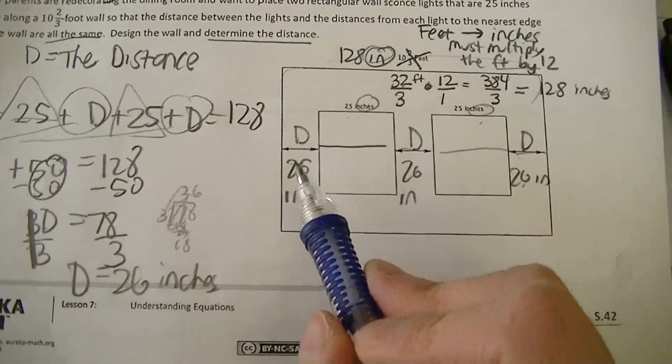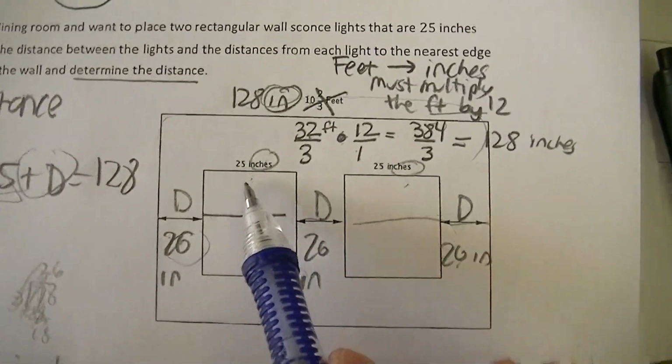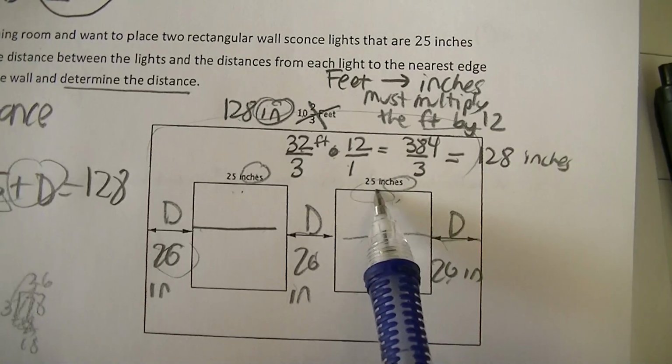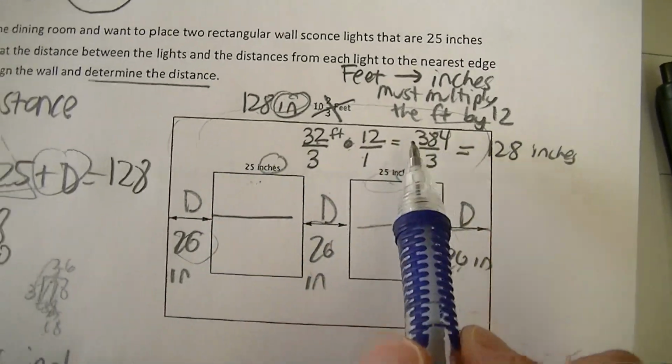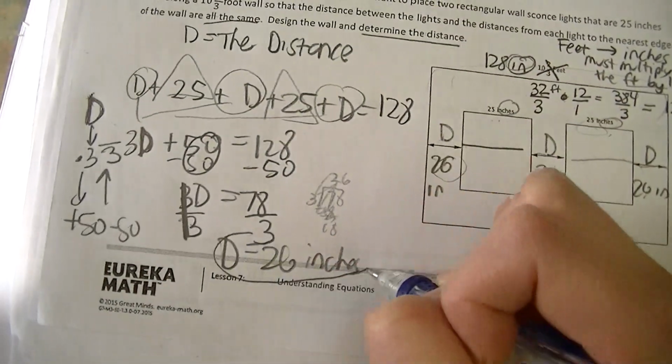Okay, and to double check your answer, you can go 26 inches plus 25 inches plus 26 inches plus 25 inches plus 26 inches, and that should equal 128 inches.